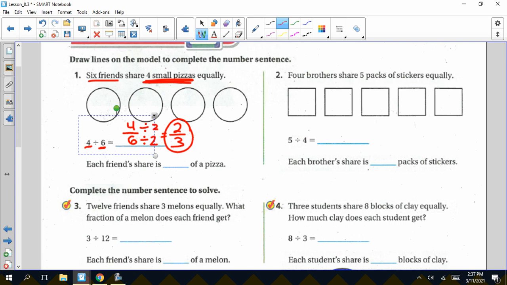To model that real quick, we would just cut each of these into 6, because there would be 6 people. If you had 4 pizzas, you would cut them into 6, then everyone would take a slice from each pizza. So you would take 1/6, 1/6, 1/6, and 1/6. You would have 4 over 6, which is the same as 2/3.